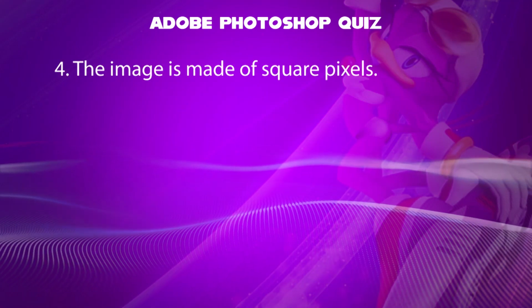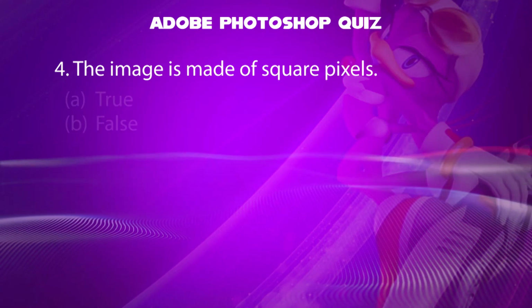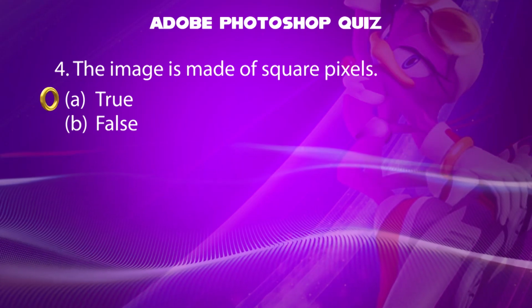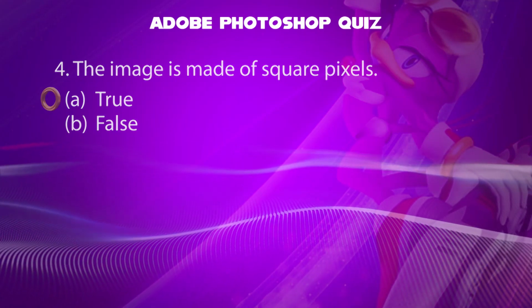Fourth question, the image is made of square pixels. True or false? The statement is true because a pixel has color dimensions of RGB.